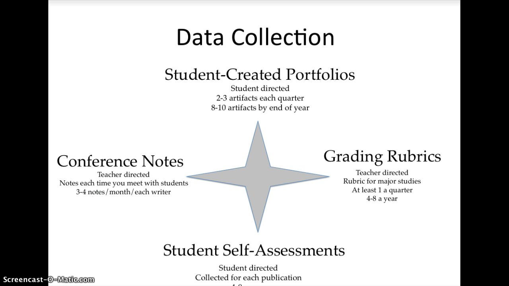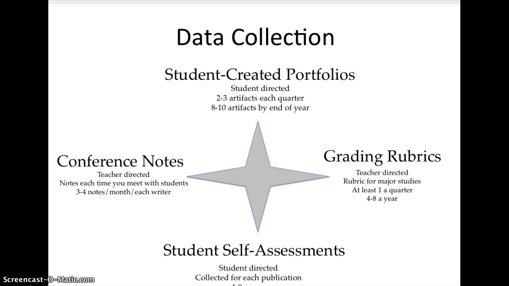The second thing that students are creating are self-assessments. Every time you teach a particular genre, and there is some sort of published product at the end of that genre study, the student should be creating a self-assessment, reflecting on what they learned and whether or not they incorporated different things that you taught into their final pieces of writing. So these are student directed. They're collected for each publication. This is cut off from your screen, so you can't quite see it, but it says you're going to probably collect student self-assessments about 4 to 8 times a year.